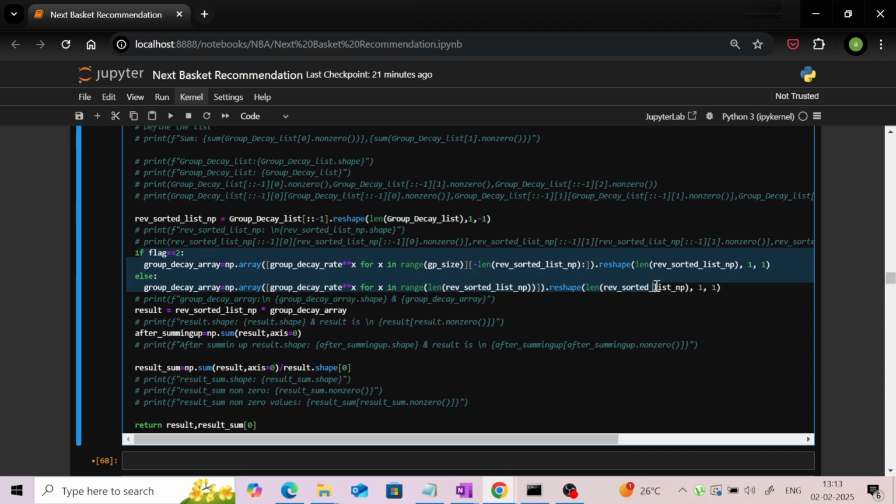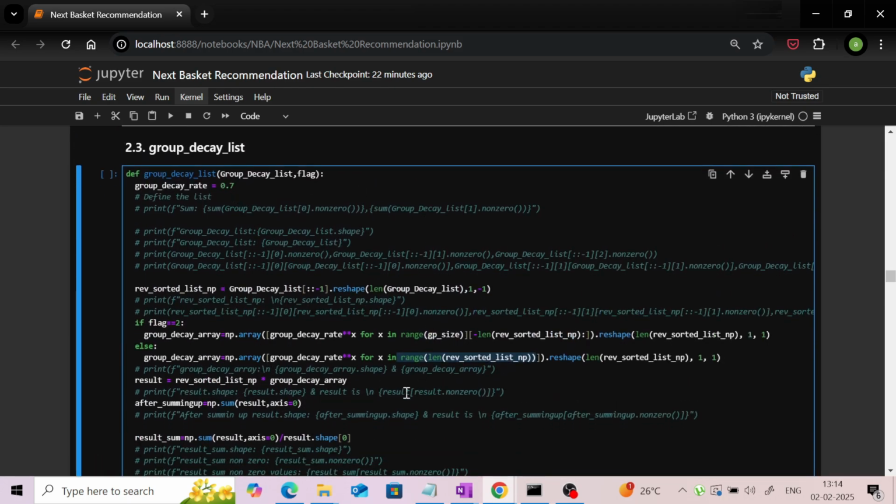And then in this particular piece of code, if flag equal to 2 or else, depending on the flag, we are assigning the group decay rates. So what we are doing over here is: for x in range of length of reverse sorted list np. The reverse sorted list np will be of length 7 when the flag is equal to 3 or the flag is equal to 1. So the range of length means it will start from 0 and end at 6.